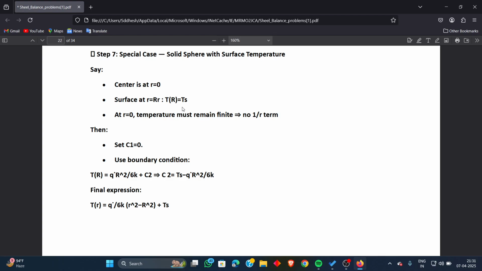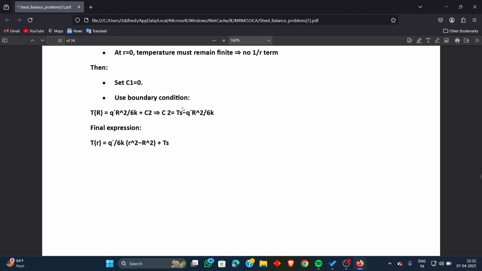Use the boundary conditions. T(r) = -Q̇ r² / 6K + C2. C2 is equal to Ts + Q̇ R² / 6K. Final expression: T(r) = Q̇/6K (R² - r²) + Ts.